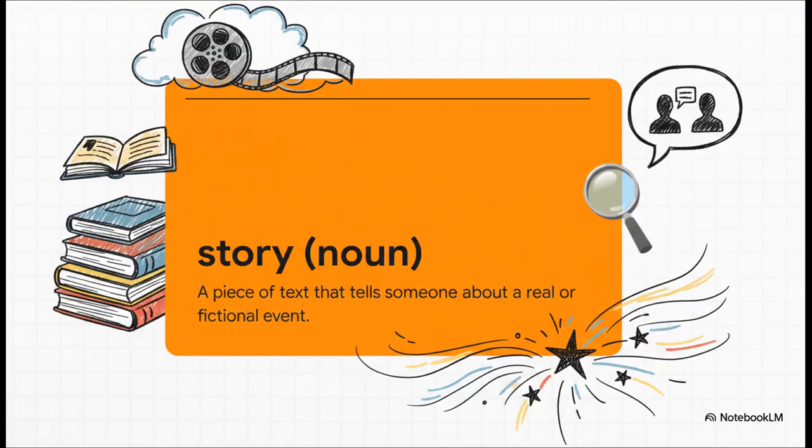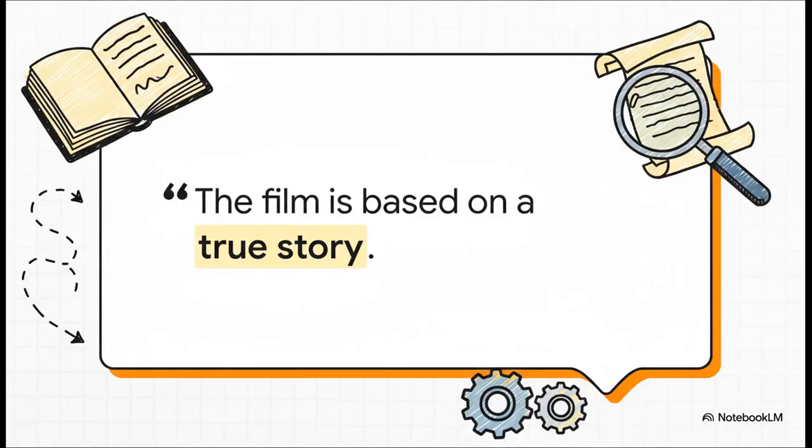A story is a narrative, an account of something that happened, whether it's real or totally made up. It's the building block of our books, our movies, our gossip, everything. For instance, if you hear, "the film is based on a true story," you know exactly what that means. Story here is a factual account. It implies truth. Simple enough, right? But what about when it means the exact opposite?